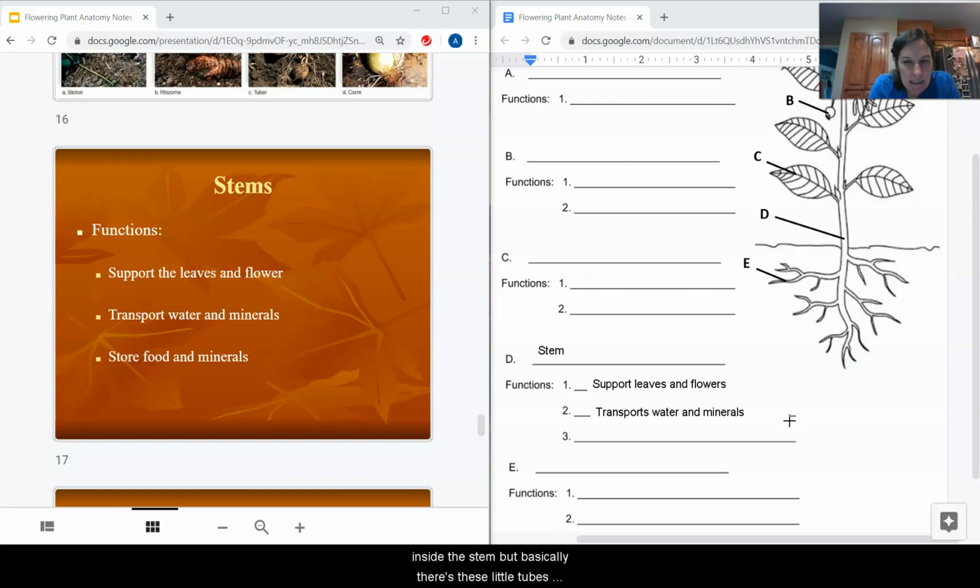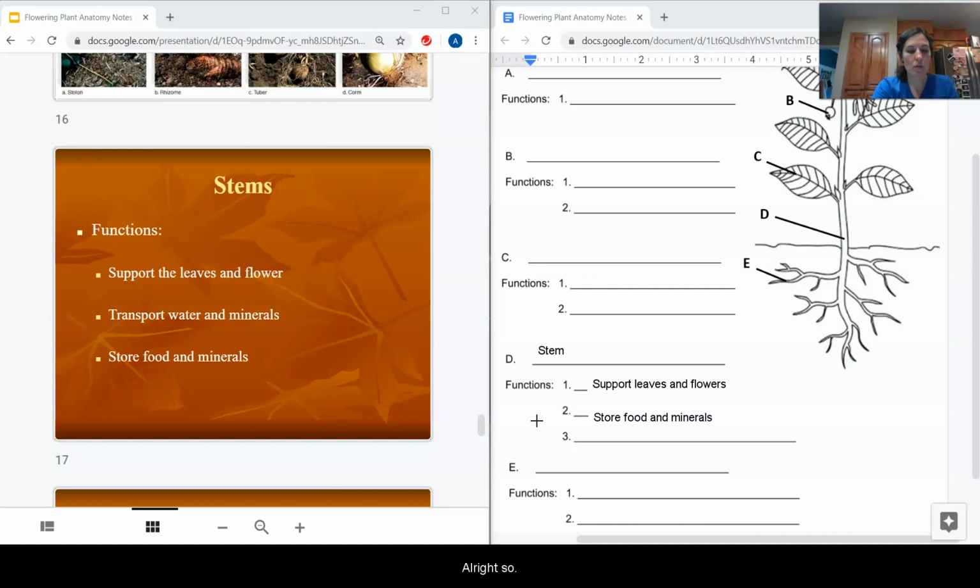But basically, there are these little vascular tubes that go up the stem, and they transport water up from the roots, and they transport food down from the leaves to the roots to feed the roots, because the roots obviously can't get sunlight and do their own photosynthesis. And then most stems can store food and minerals through winter. Maybe a tree, its stem, all the woody part, is going to store food and minerals through winter until the plant can make its own food. So that would be an example of stems.